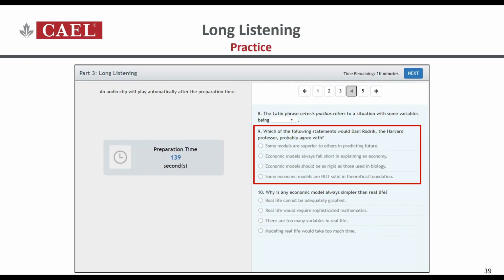This question says, which of the following statements would Danny Roderick, the Harvard professor, probably agree with? I'll also read the answer choices for you. Number 1 says, some models are superior to others in predicting the future. Number 2 says, economic models always fall short in explaining an economy. Number 3, economic models should be as rigid as those used in biology. Number 4, some economic models are not solid in theoretical foundation.